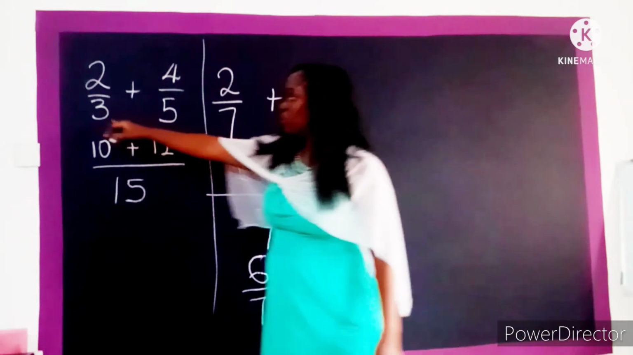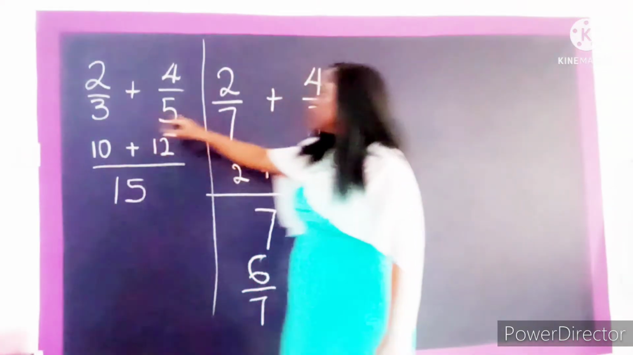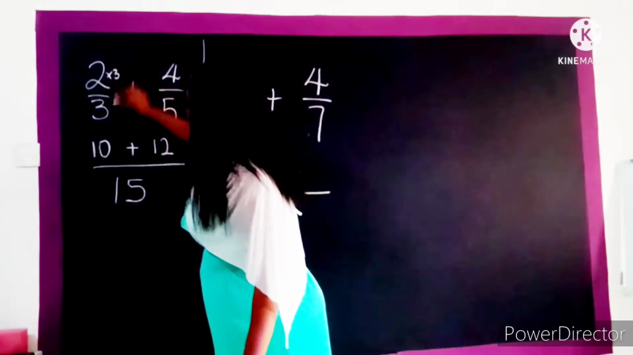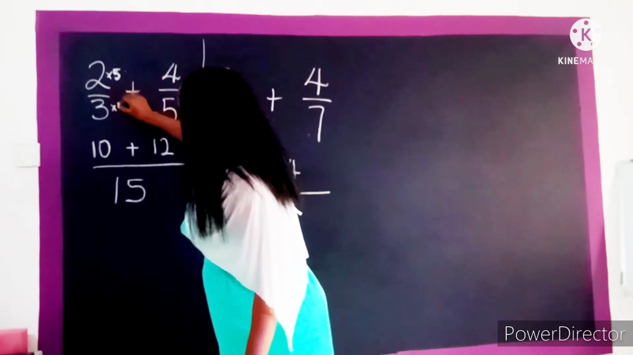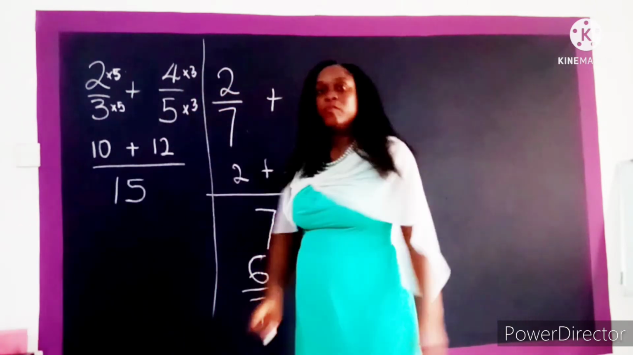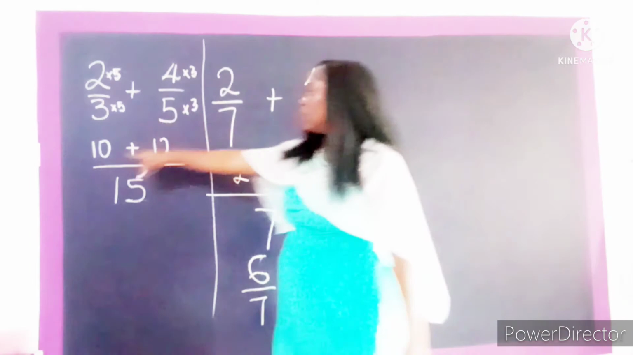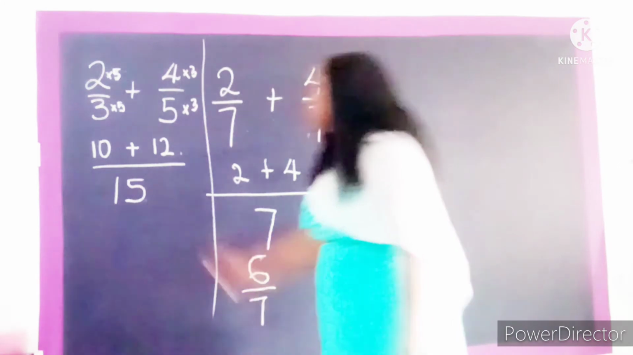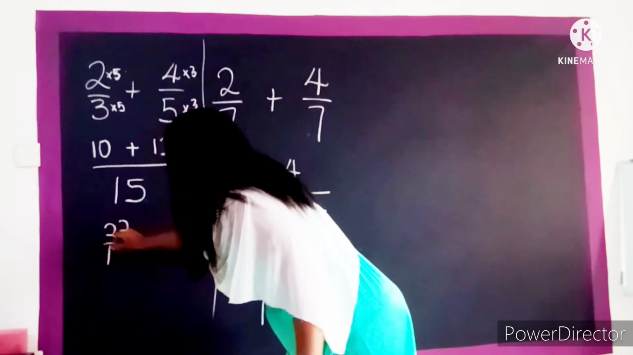Why did I say that? Remember 5, right? I have to multiply by 5 to make this 15. I have to multiply by 3 to make this 15. So that's how I got 15, 15, I got 10, and I got 12. So our final answer will be 10 plus 12 is 22 over 15.